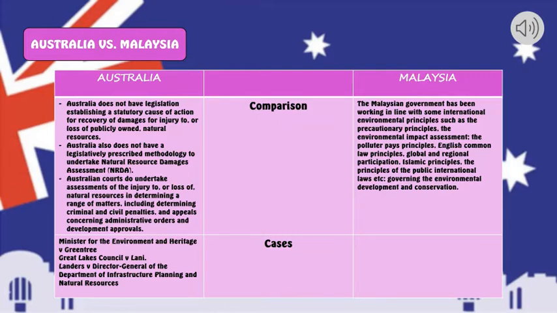An example of a case in which a court imposed a civil pecuniary penalty under the environmental statute is Minister for the Environment and Heritage versus Greentree. In this case, the Federal Court of Australia imposed a record 450,000 AUD penalty on a New South Wales farmer and his company for illegally clearing a wetland of international importance, the Ramsar wetlands near Moree in New South Wales.